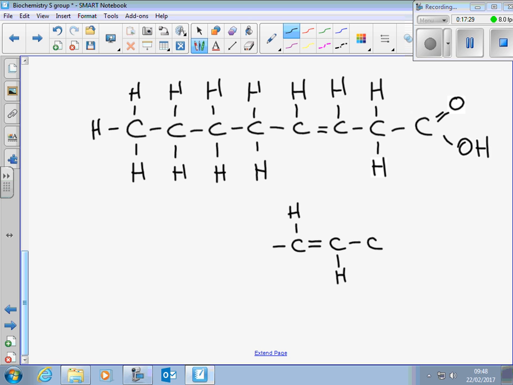Now, the idea of trans means sort of on opposite sides, if you like. So this is a trans arrangement here. All right, where they're opposite. This one would be cis. All right, it's not something we'll come across anywhere else particularly. But yeah, the trans fatty acids presumably have an arrangement like that.